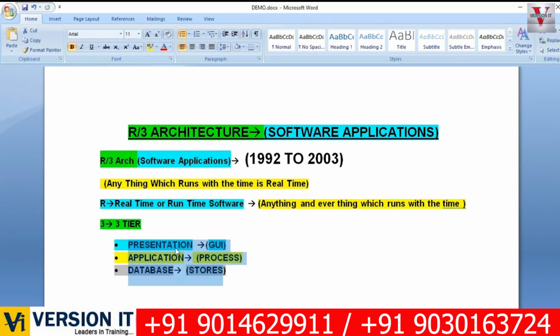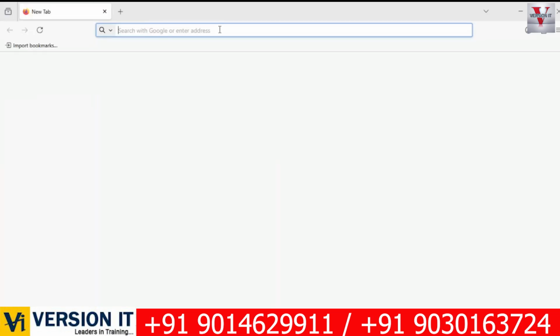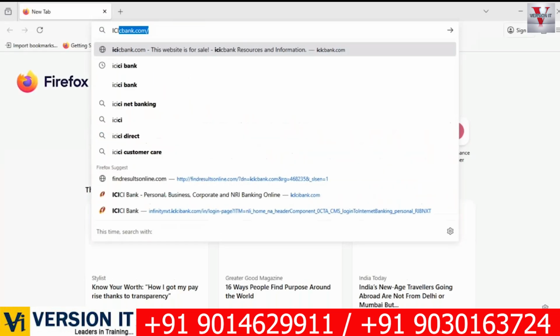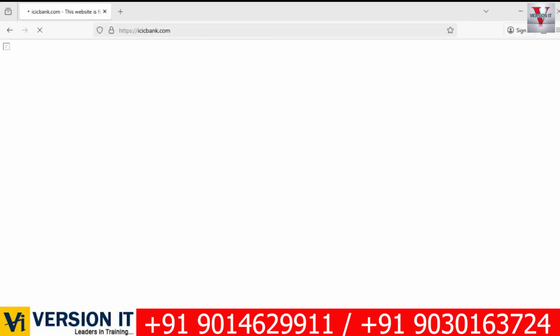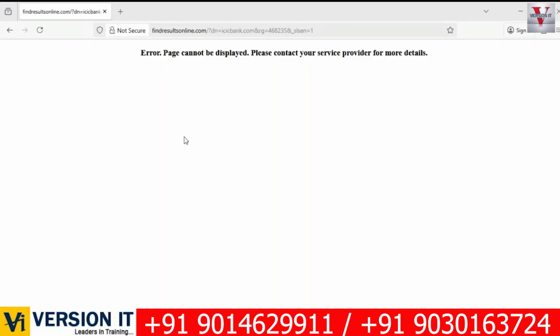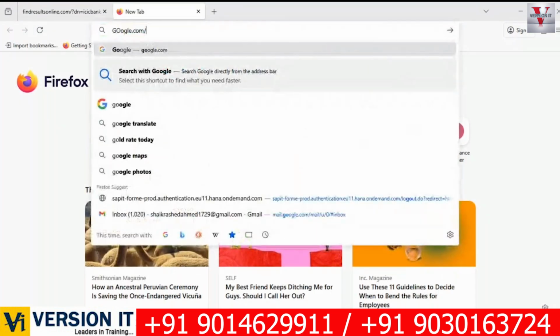What do you mean by presentation, guys? Today our Internet Explorer is our presentation. If I want to log into ICICI Bank, how do I log in? The moment I hit the URL of ICICI Bank, it is going to ask me user ID and password. So what is this Internet Explorer for me, guys? This Internet Explorer for me is my presentation.